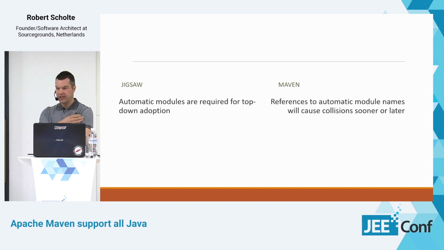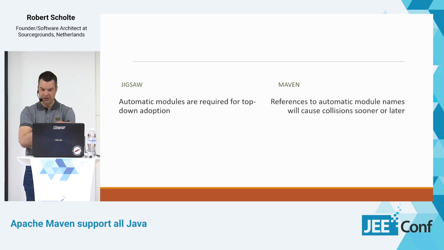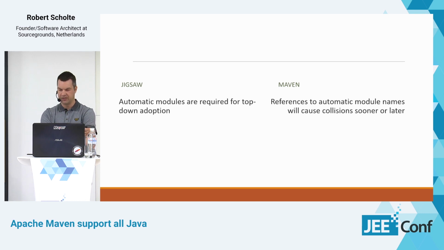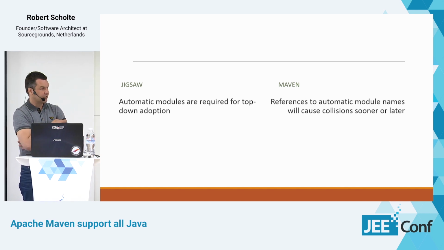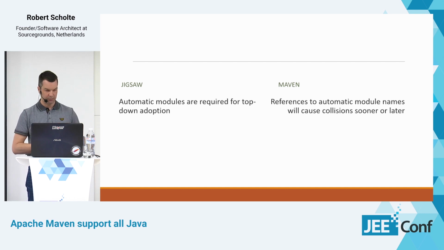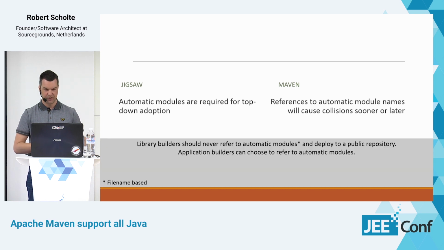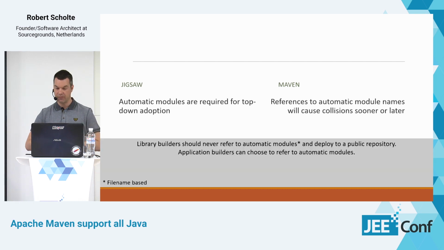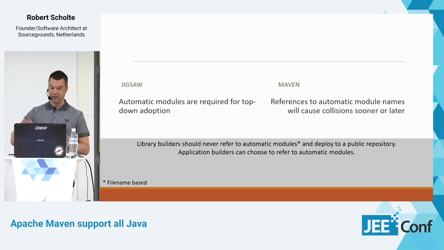So we said in the beginning, from a Maven point of view, well, you shouldn't rely on automatic module names, because sooner or later it will cause collisions. However, the Jigsaw team said, well, we need this concept, otherwise we cannot provide this whole module system to our application builders. So we had this dilemma, and we said, okay, so library builders should never refer to automatic module names and publish to some kind of public repository, because otherwise you will get these kinds of collisions.